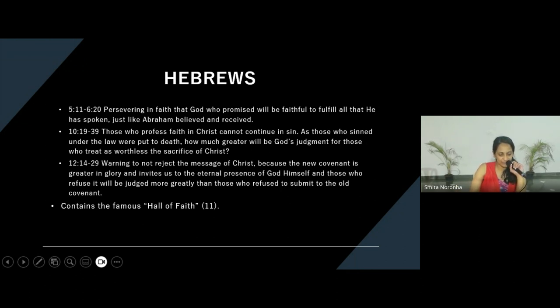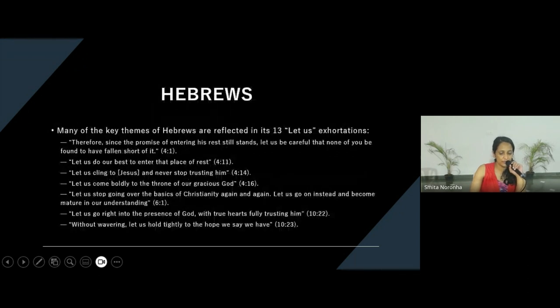In Hebrews 11, we see the whole list of people of faith. So that is another unique feature of the book of Hebrews. We also see that there are 13 statements in Hebrews that are key themes, and they all begin with "let us." So let's just read that, these 13 statements.